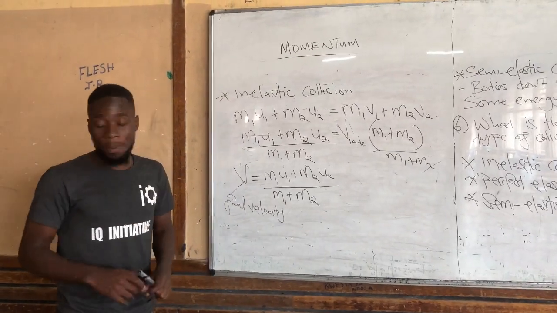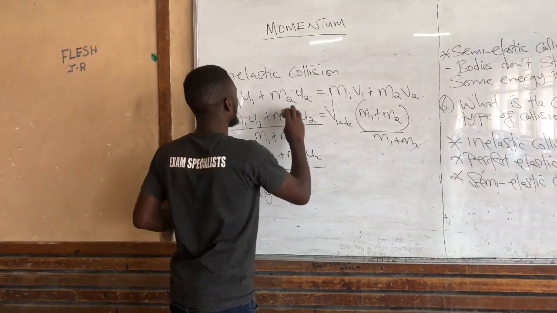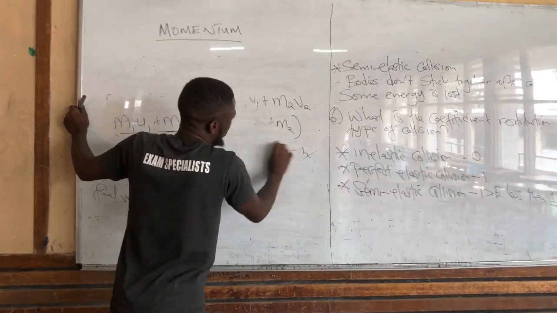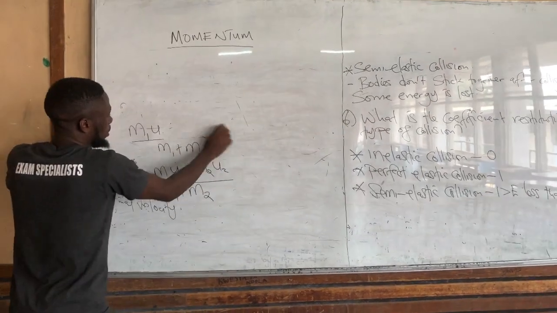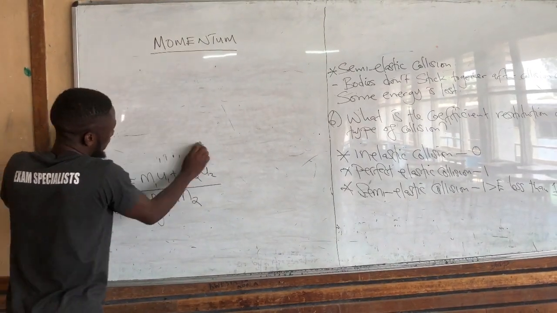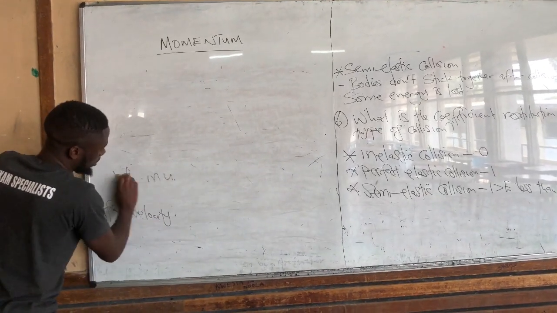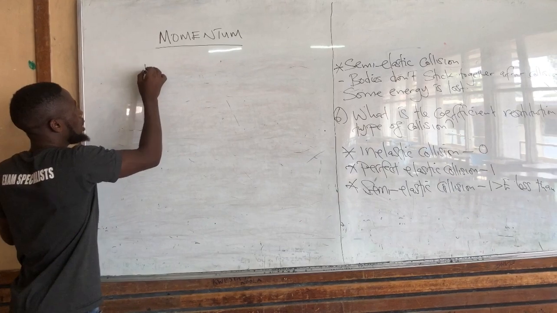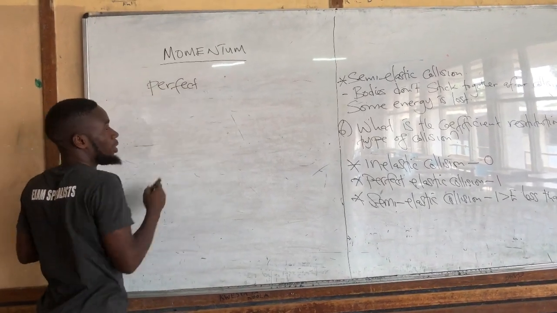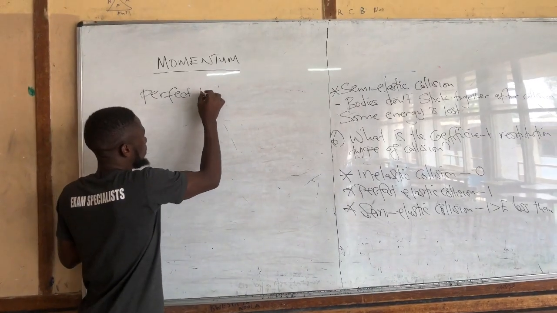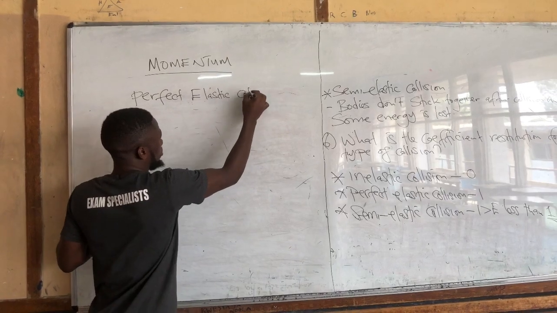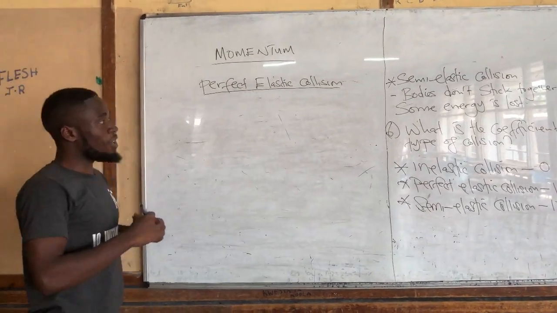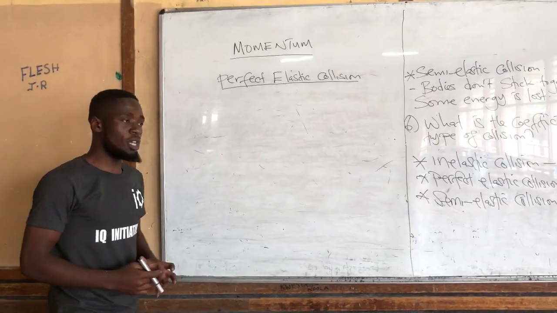So let's go to perfect elastic collision. Perfect elastic collision is the type of collision where both energy and momentum are conserved. So both energy and momentum.